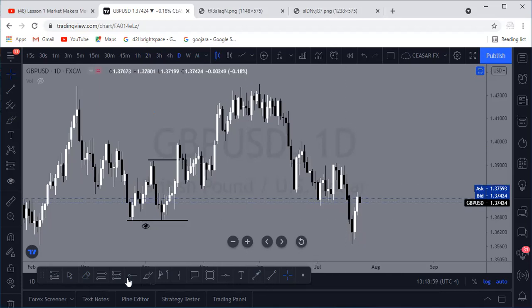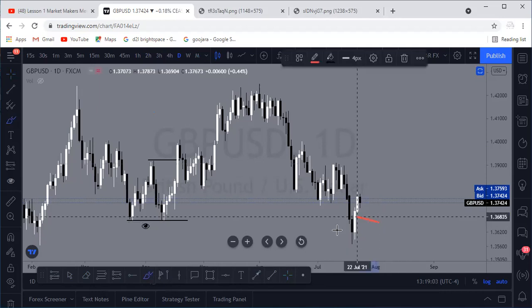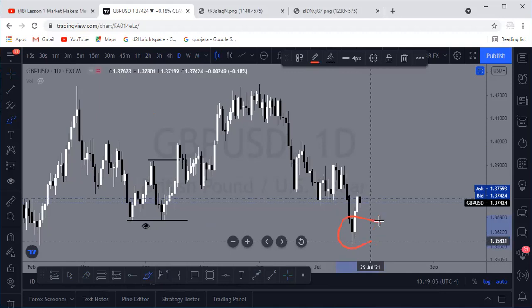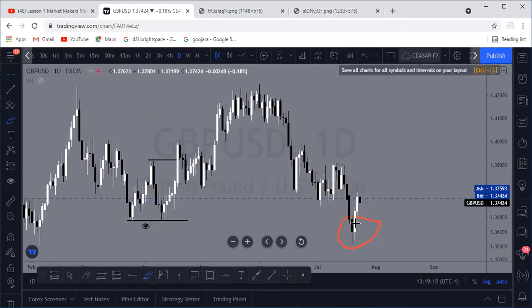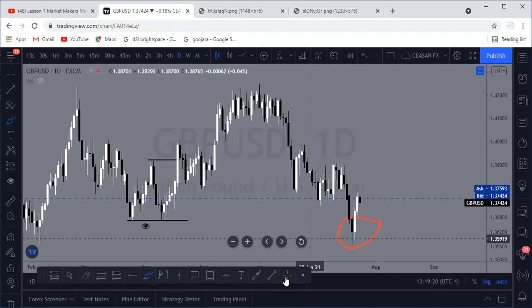So this move is the one that has taken liquidity. This move here is the one that has taken liquidity. You saw this thing on weekly time frame, you are now seeing it on daily time frame. So these things keep on happening in each and every time frame. You will keep on seeing one and the same thing on these time frames.